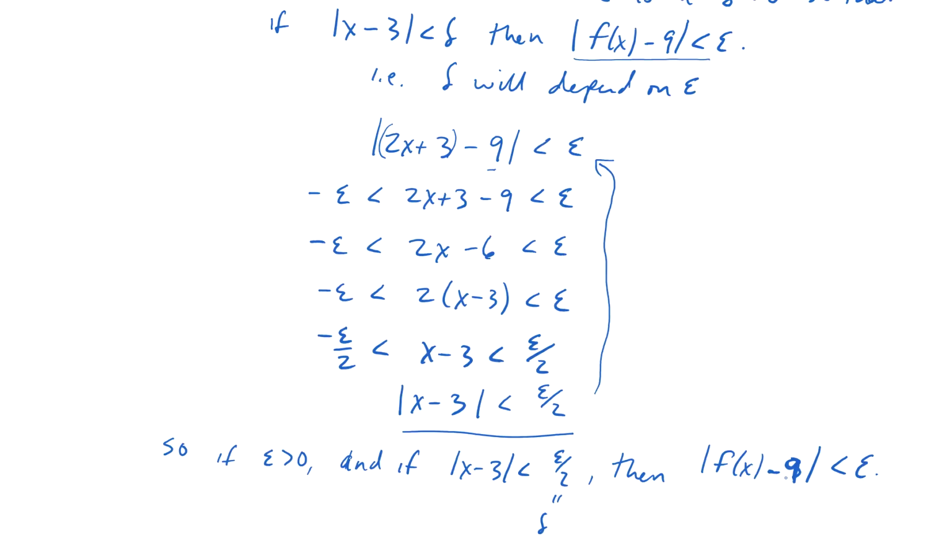Let me say that again more clearly. As close as you want to 9, epsilon, that's a tiny, tiny number, I can pick an x value so that the difference between f of x and 9 is less than your choice of epsilon, no matter how small epsilon is. That's what a limit is.